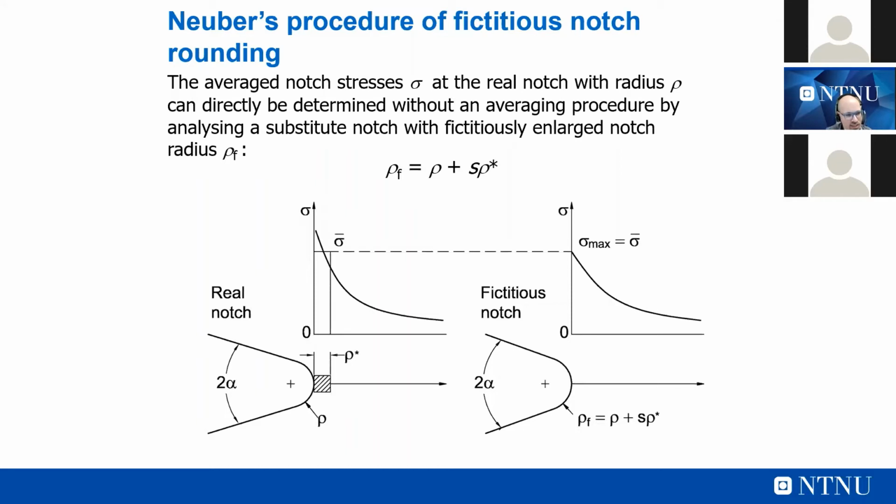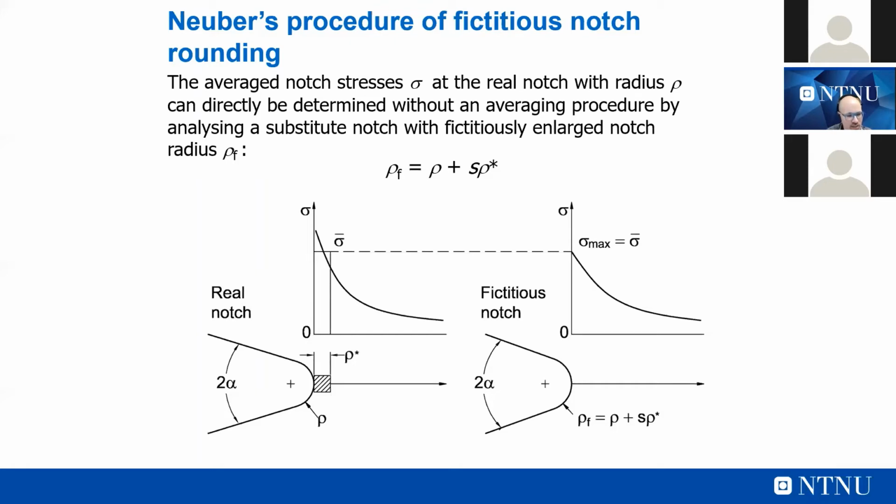The method is the Neuber method, called the fictitious notch radius. What Neuber wants to do is to consider the real notch, but he knows that the stress concentration factor is not well representative, because if the notch radius is small on the real notch, the stress concentration factor is not giving you the real picture of the fatigue behavior of your component, for example. This means that the real notch is not representative. So what we can do is to average the stress over a certain distance close to the notch tip and consider this average stress as our critical parameter for fatigue design.